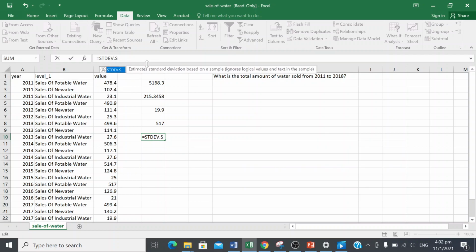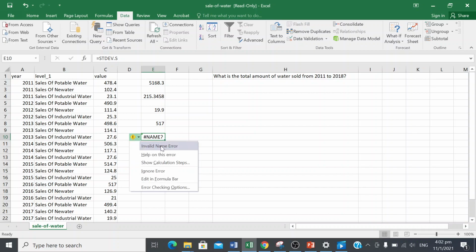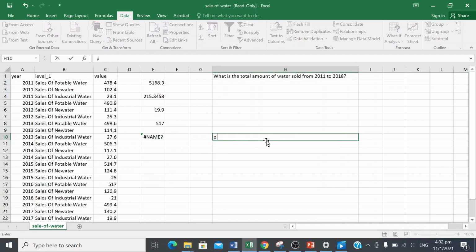I've filled the formula in, it is an incomplete formula. Whenever there's an incomplete formula, there will be an invalid error and so on, so we can ignore this for now. I just want to explain what P and S are, right? P stands for population and S stands for sample.